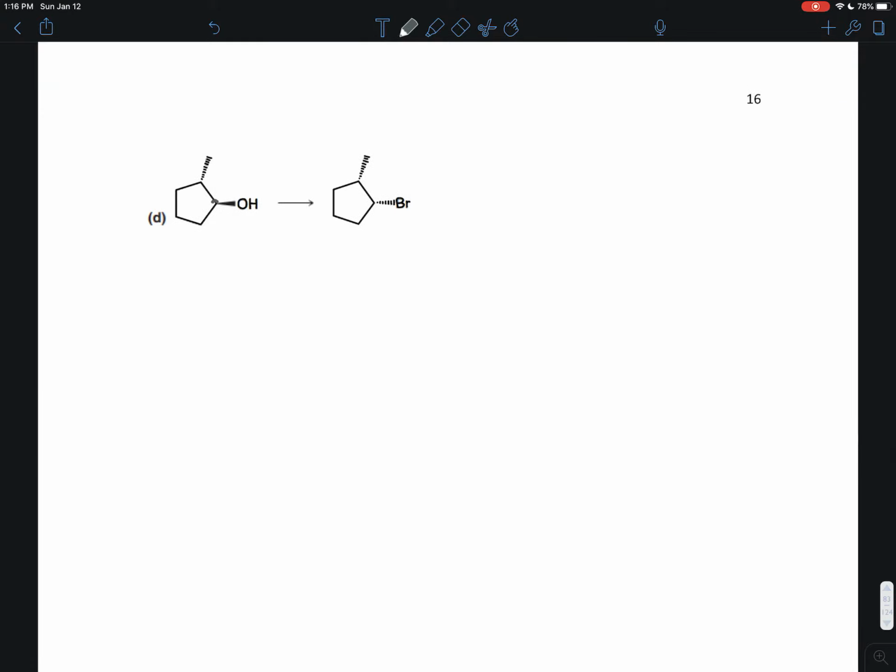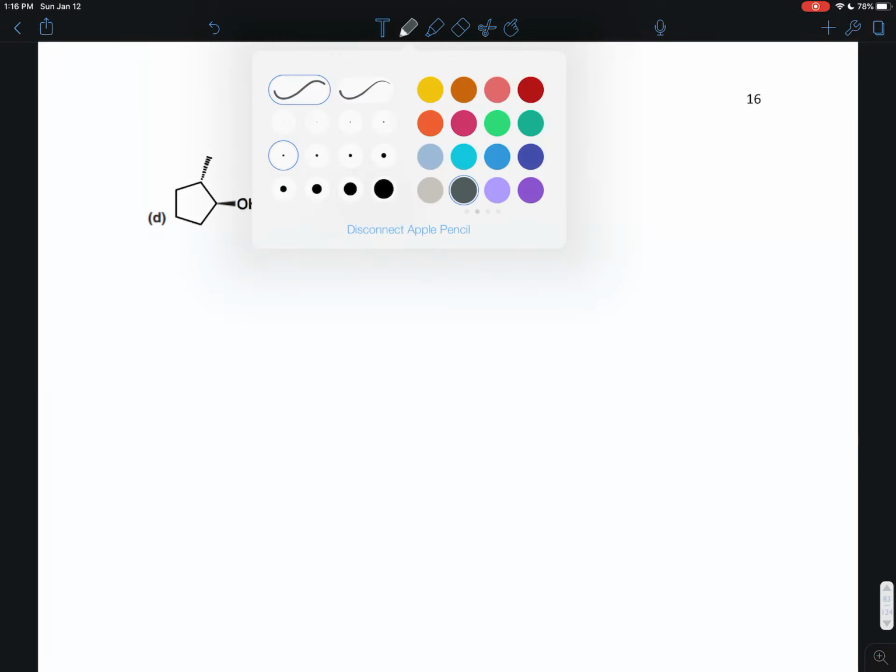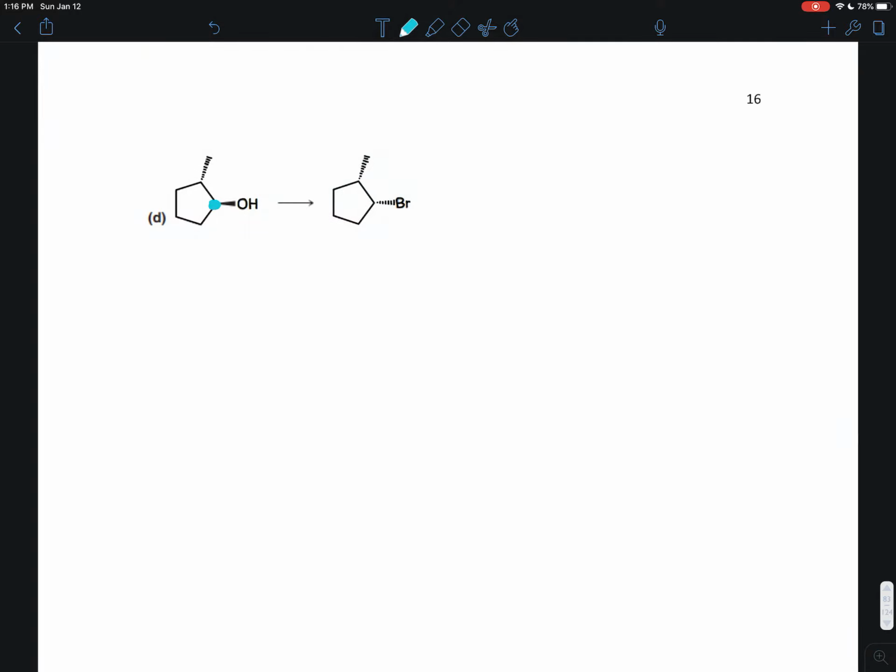For D, we see a similar thing. We see the carbon that has the leaving group on it, the OH, the alcohol, is bonded to two other carbons, so it's secondary. But then look at the bond. It goes from facing toward us to facing away. That's inversion of configuration, so we know it's SN2. Replace an OH with a Br in an SN2 reaction. That's phosphorus tribromide, PBr3.